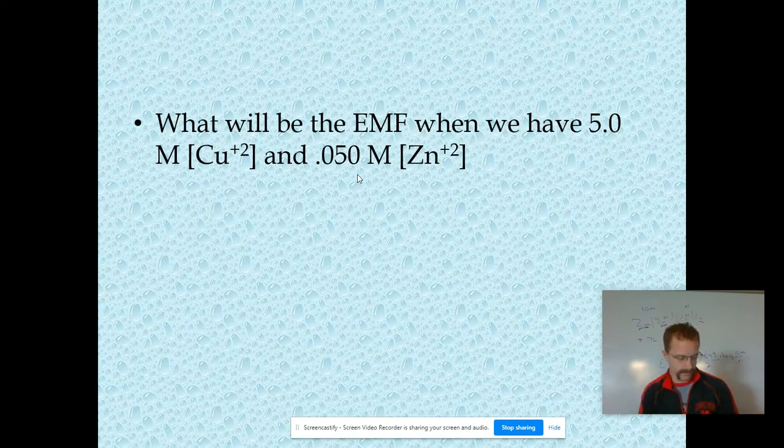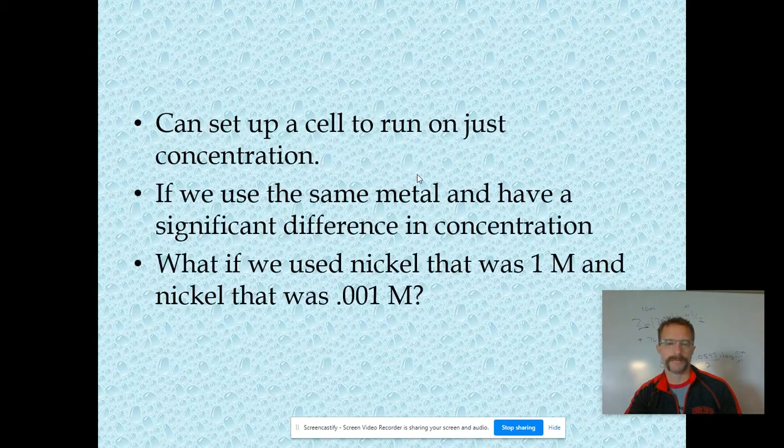Without writing the whole thing out, you do 5 divided by 0.05, which is 100. Log of 100 is 2. So it's going to be 0.0592, the 2's will cancel out, and you'll do 1.1 plus 0.0592, and that would give us 1.1592, which is too many sig figs anyway. So not a big difference, but it does make a little bit of a difference.